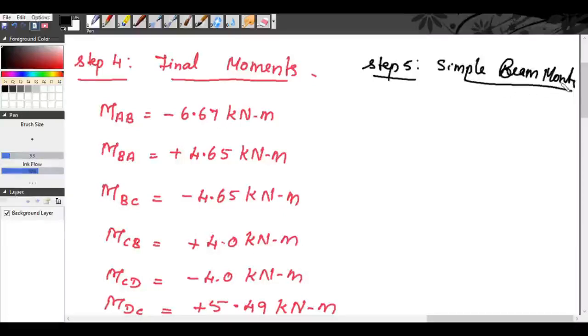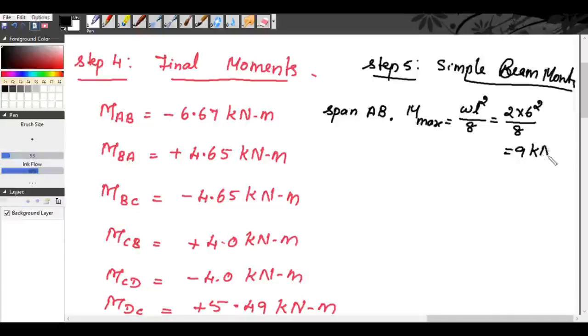So you all know how to calculate the simple beam moments. So the simple beam moments are, for the span AB, you have a UDL. So our M max will be equal to WL square by 8. We get 2 into 6 square by 8, that is 9 kilonewton meter.